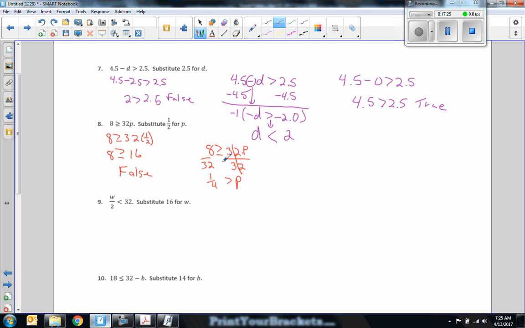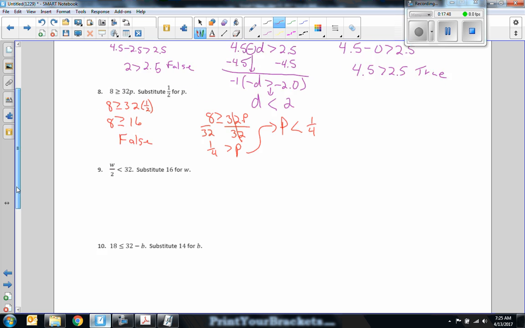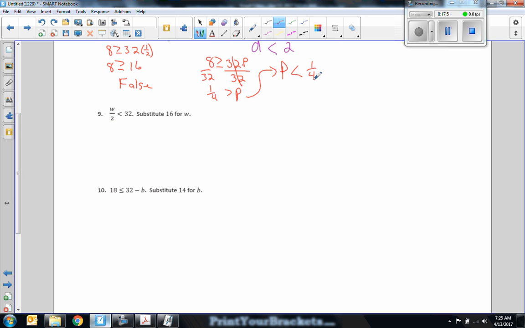1/4. If I flip that around, flip my sign, change everything, p has to be less than 1/4 to make this true. So if I choose 0, 32 times 0 is 0, 8 is greater than or equal to 0, that is true. If I plugged in 1/4, I would get 8 is greater than or equal to 8. That is also true. Okay, so any number, forgot my equal sign, p is less than or equal to 1/4.